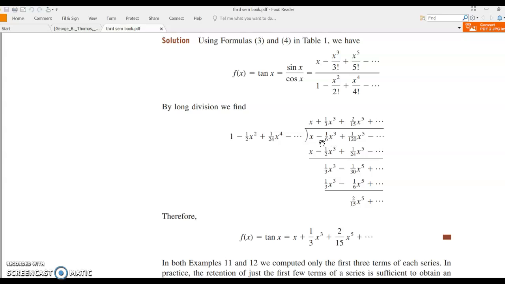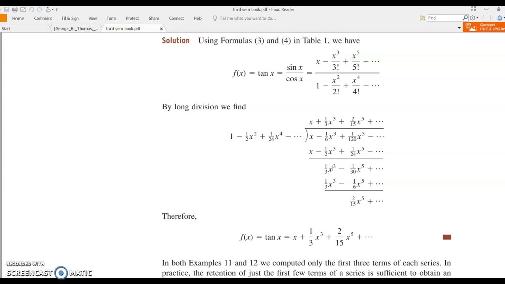First of all, write these. Firstly, I have to divide this x. So here that is 1. So I'm multiplying this x. First I have to write this x only. So x into this term, that is x. That is here: x minus x cubed by 2 plus x^5 by 24 minus etc.